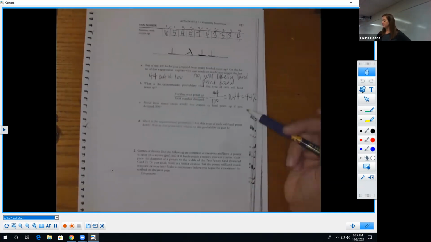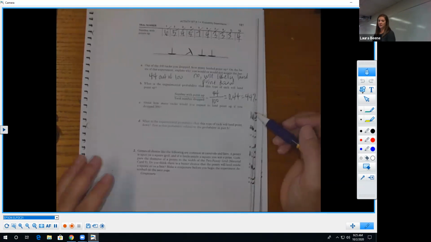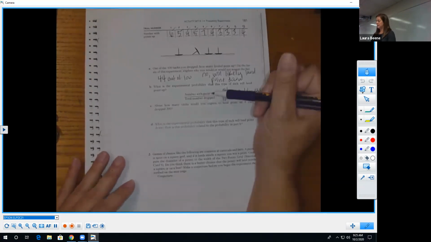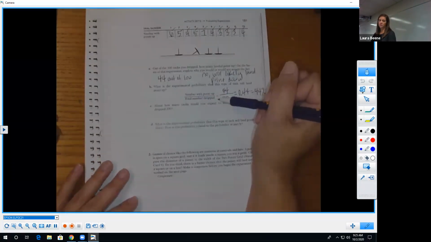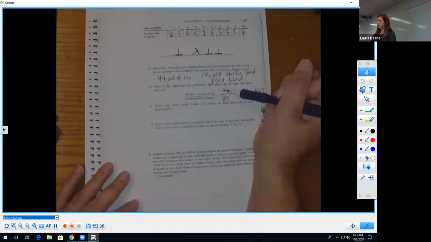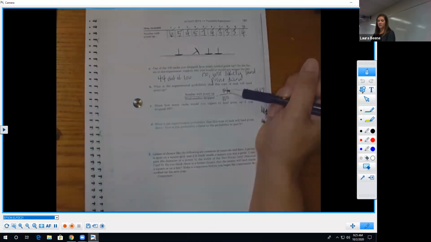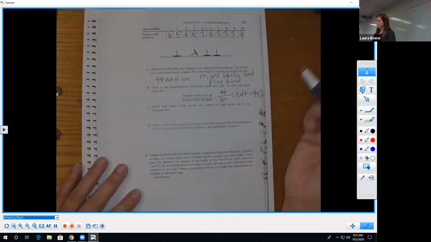Okay, so 44% is our probability here. Again, we'll write this down in the next lesson of exactly how to write the probability, but the probability is the number of successful outcomes you have out of the total number of outcomes. So we had 44 successful outcomes where it landed point up out of 100 different outcomes.